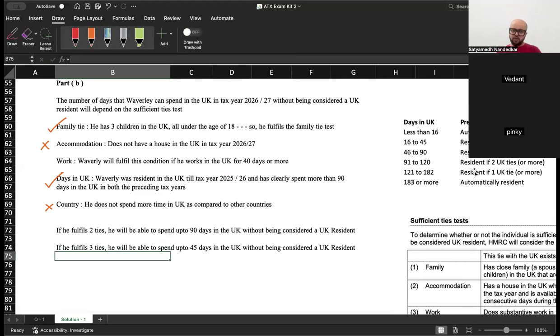ठीक है, I am letting the two screenshots remain here. ठीक है, एक बार देख लो. थोड़ा उल्टा सवाल पूछा. Usually they will say so many days in the UK decide the residential status. Here they are asking he doesn't want to be considered a UK resident, तो maximum कितना दिन spend कर सकता है in the UK? This is the answer to that. ठीक है, एक बार देख लो.